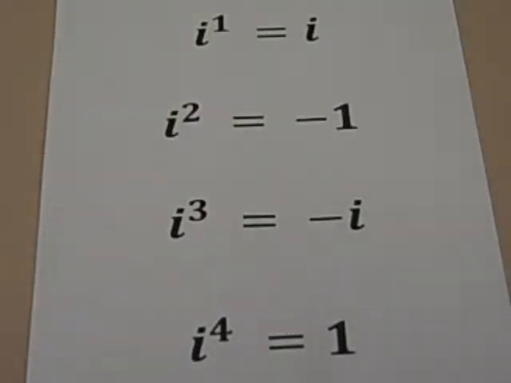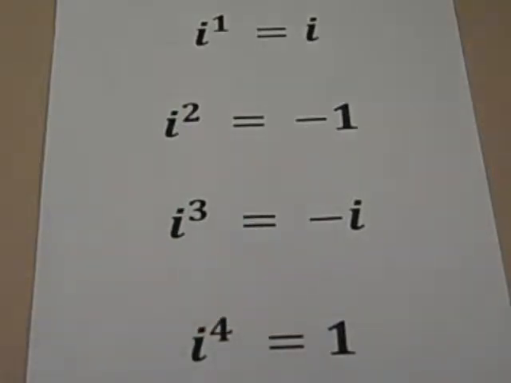If i is equal to the square root of -1, then i squared is equal to the square root of -1 times the square root of -1, which equals -1. Following suit, i cubed is just the same as i squared times i. So if i squared equals -1, then i cubed is equal to -i. Similarly, i to the fourth is the same as i squared times i squared. And if i squared equals -1, then i to the fourth equals 1.